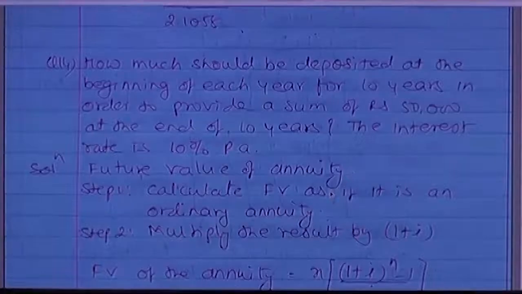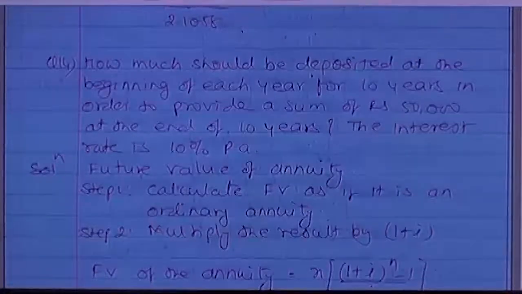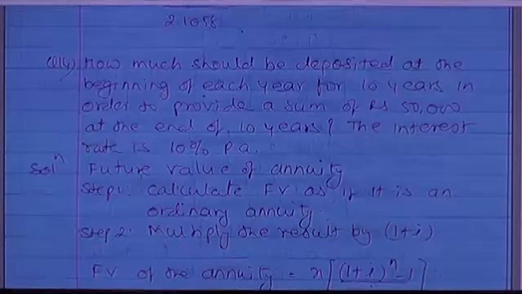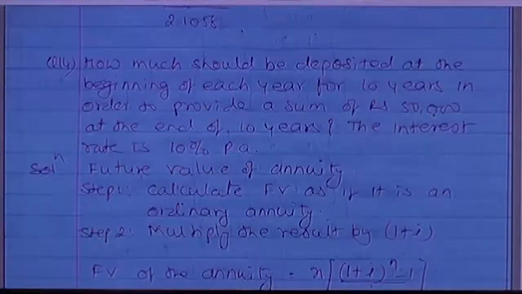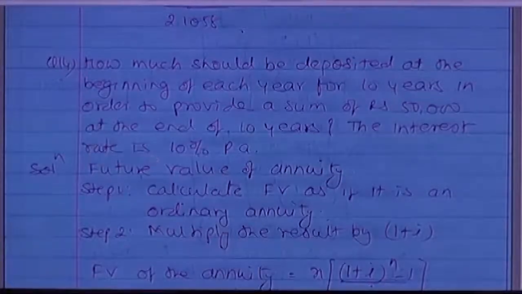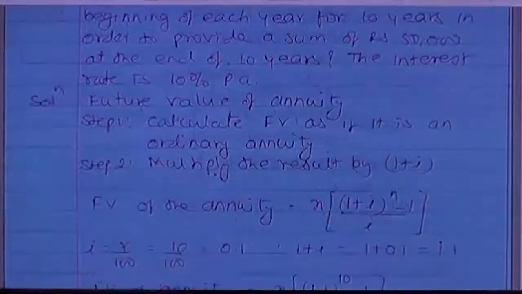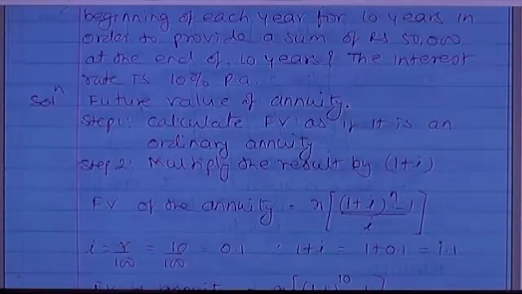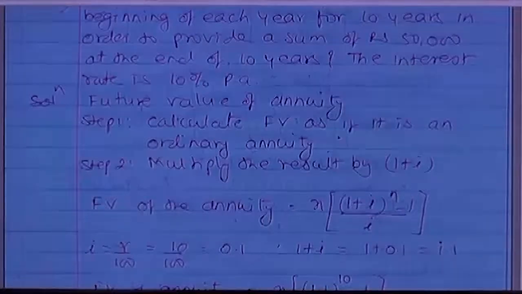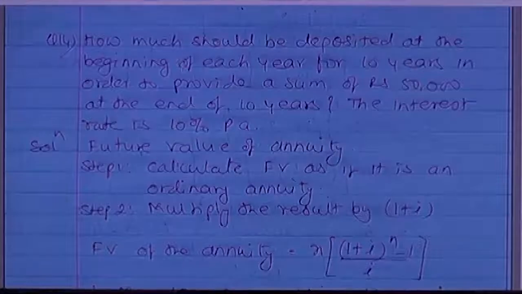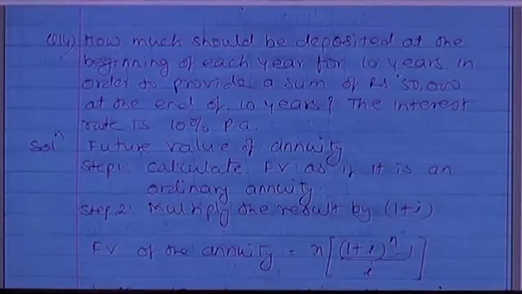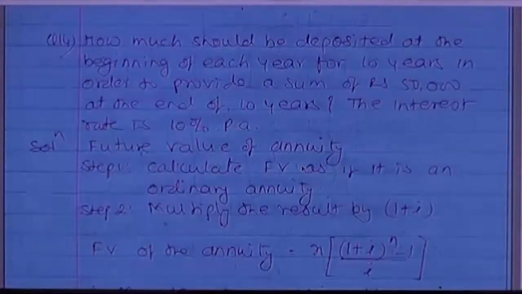Now moving on to the 14th illustration. How much should be deposited at the beginning of each year for 10 years in order to provide a sum of rupees 50,000 at the end of 10 years? The interest rate is 10% per annum. Future value of annuity. Step 1, calculate future value as if it is an ordinary annuity. Here the difference is you are depositing at the beginning of each year, not at the end of each year. Beginning of each year means it is annuity due.